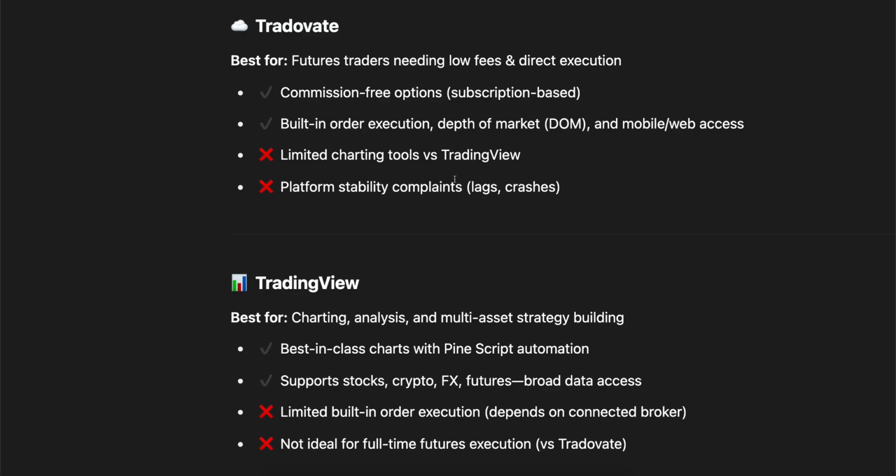Then we have TradingView, which is best for charting, analysis, and multi-asset strategy building. The pros: best-in-class charts with Pine script automation, support stocks, crypto, FX, futures, broad data access. The cons: limited built-in order execution and not ideal for full-time futures execution.